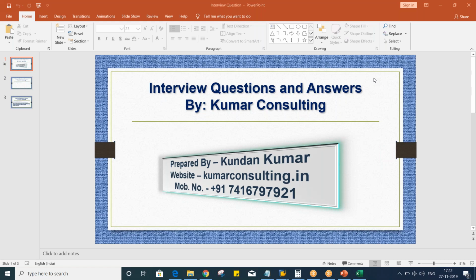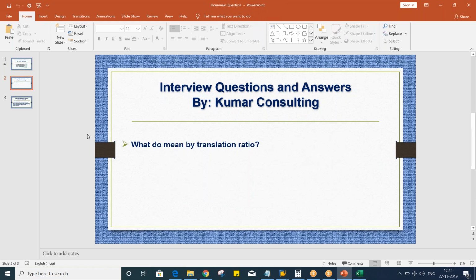Look at here, guys. The next question is related to currency translation. What do you mean by translation ratio? Or it could be, what do you mean by currency translation ratio? What do you mean by foreign currency translation ratio? All are having the same meaning. So what do you mean by translation ratio, guys?